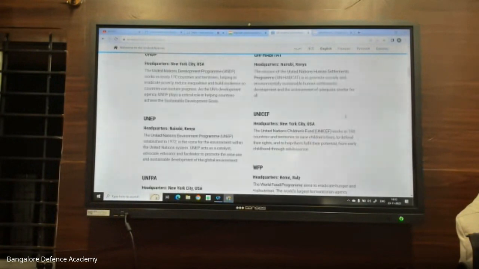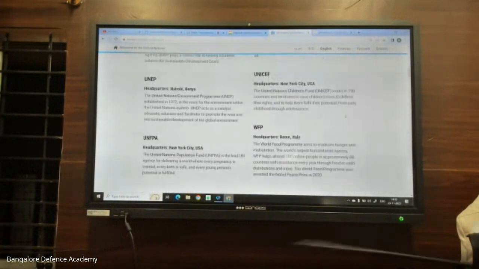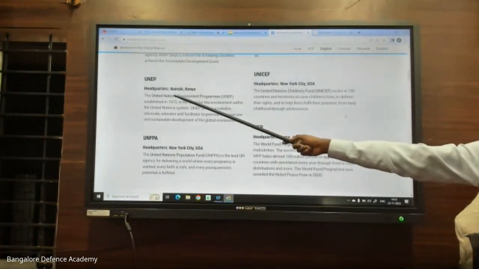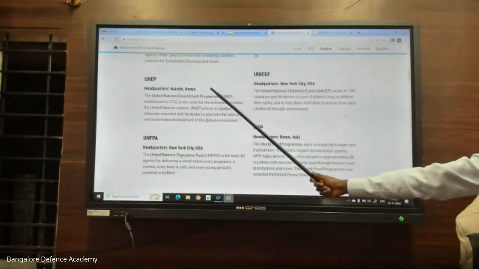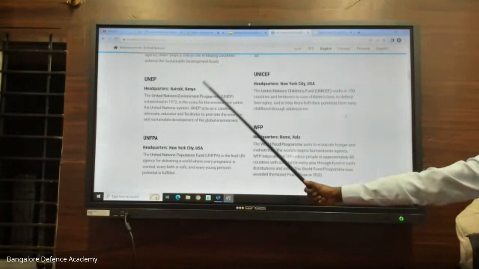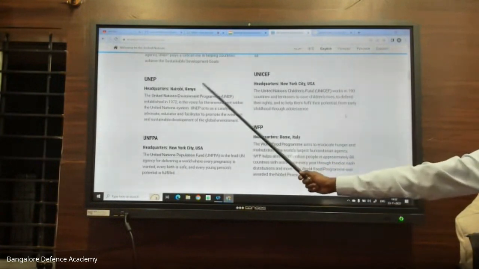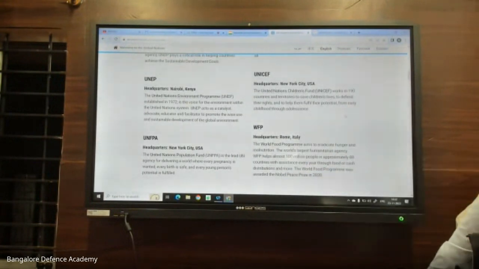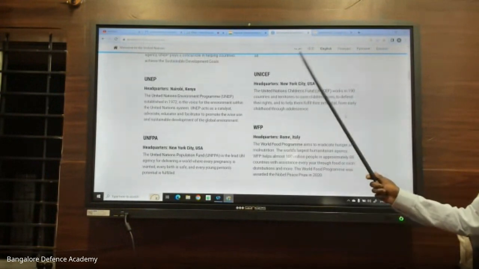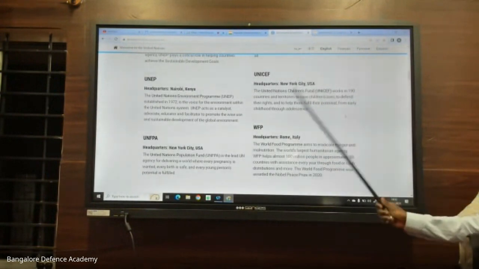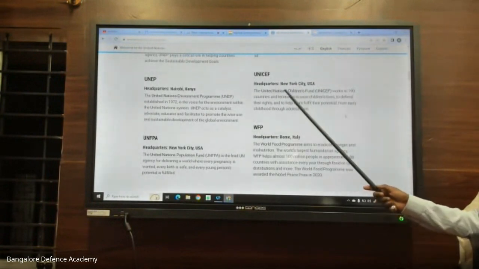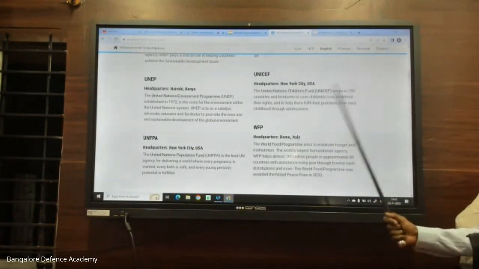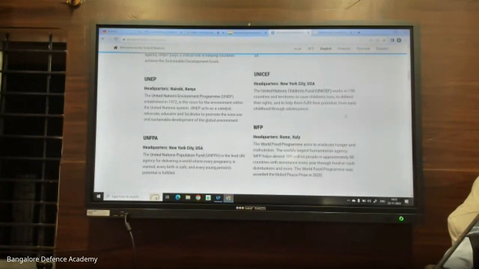Next, UNEP, third one. Write the short form first, and then write United Nation Environment Program, headquarters once again, Nairobi, Kenya. Next, UNICEF. Write the full form. United Nations Children's Fund. Headquarters New York, USA.